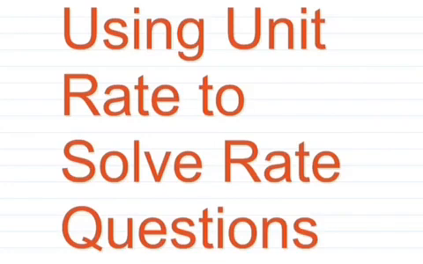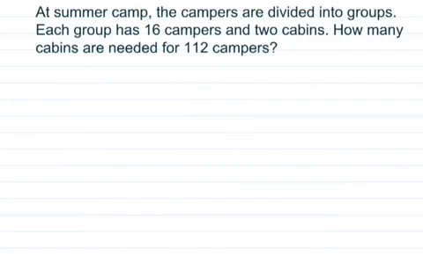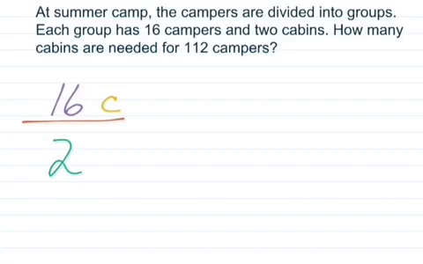So let's use unit rate here to solve an actual rate question. Maybe make a prediction or a projection here. At a summer camp, the campers are divided into groups. Each group has 16 campers and 2 cabins. So I always write that part down. 16 campers, my rate here, to 2 cabins. So I'll change this to campers, and we'll change this to cabins. So that's our first rate. We're going to say here, how many cabins are needed for 112 campers?